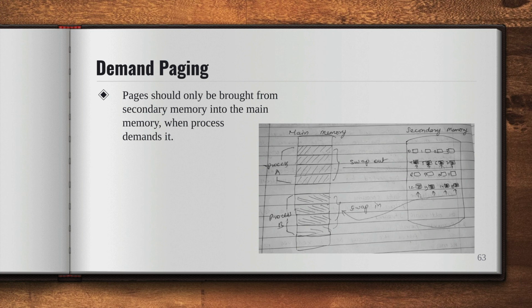So that's all about demand paging, which in a nutshell is basically saying: bring the page into the main memory only when the process demands it, don't bring it otherwise.